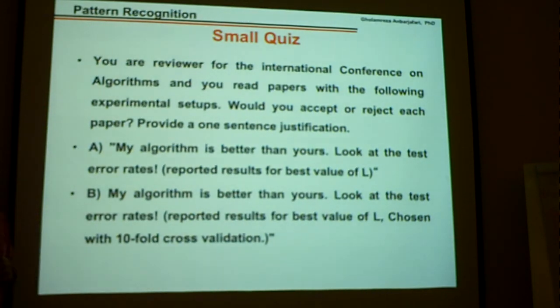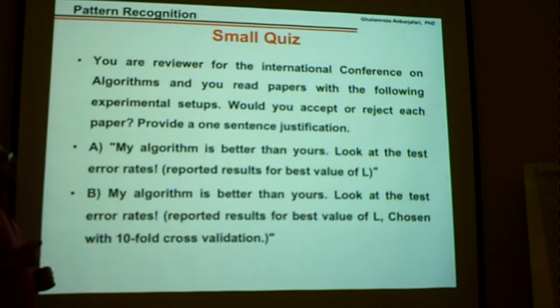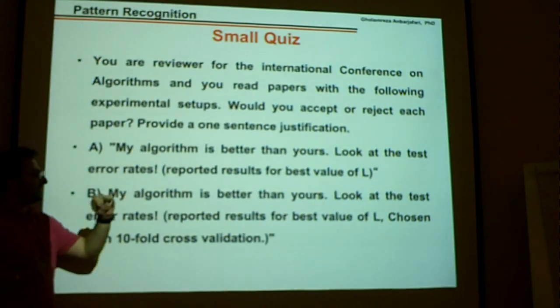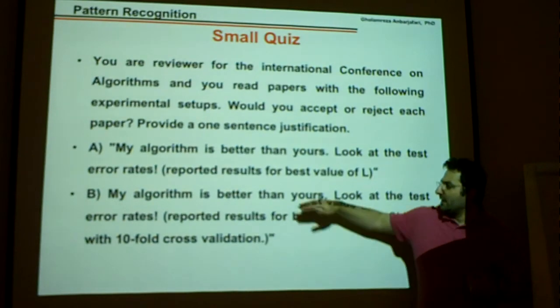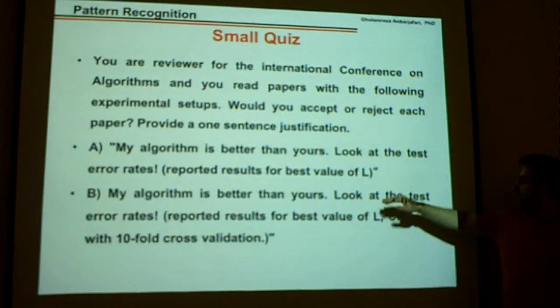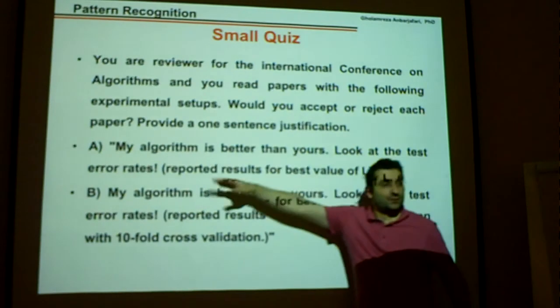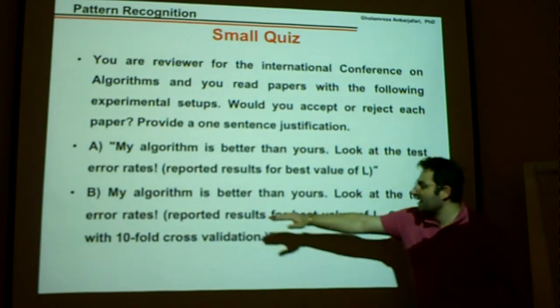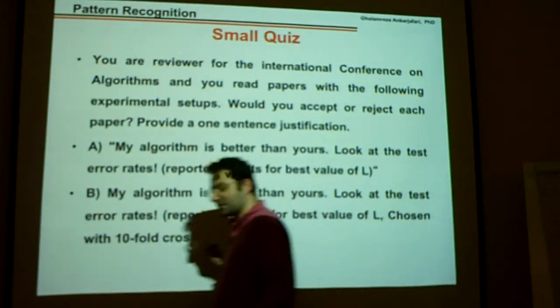The statements that you need to base your decision on are these. Paper A has written, my algorithm is better than yours. Look at the test error rate, reported result for the best value of, let's say, L. Paper B has written that my algorithm is better than yours. Look at the test error rates, reported result for the best value of L, chosen with tenfold cross-validation.